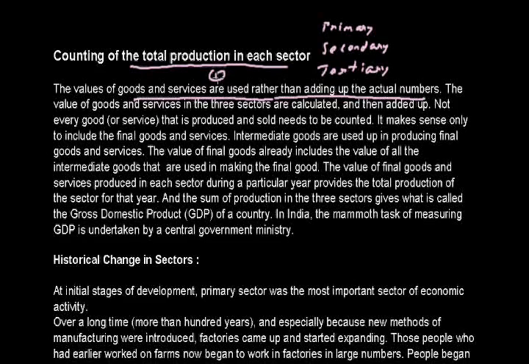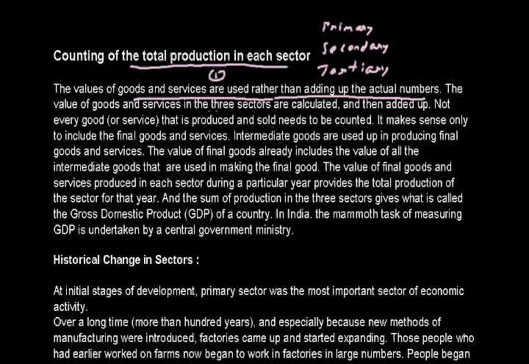So rather than going for the actual numbers, the quantity is multiplied by its price, and that gives you a final amount. The budget is of 1 lakh crore rupees, because all the goods and services will have some value in rupees. So the price is multiplied by the quantity of that particular product, and that gives you the final number. So the values of goods and services are used rather than adding up the actual numbers.